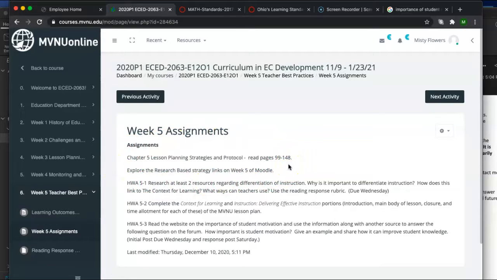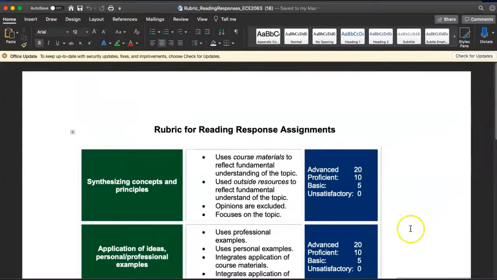For 5.1, you have to research at least 2 sources regarding differentiation of instruction. Why is it important to differentiate instruction? How does this link to the context for learning? In what ways can teachers use it? And for this, you're going to need the reading response rubric to self-assess before submitting.